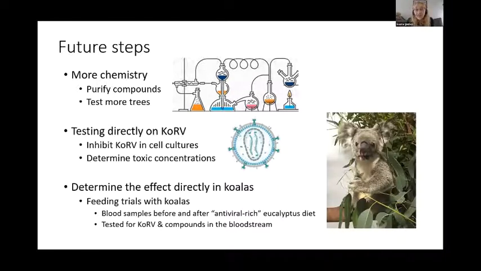And finally, we actually have a fantastic opportunity because eucalypts are natural food sources for koalas, and this is what koalas normally eat. We're in a fantastic position to do feeding trials and offer koalas diets with these particular leaves and see if we can have a direct effect on the virus loads that they have. So this is a fantastic advantage that most drug discovery, especially for humans, doesn't have the opportunity to do. So I'm very keen to move forward with that and see what we can do with that.